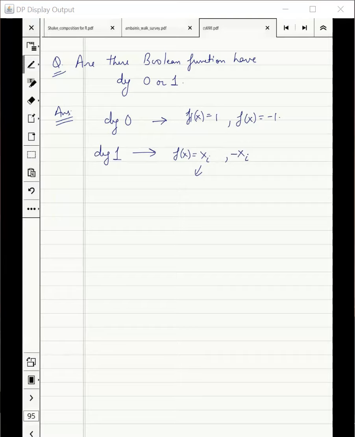So can we prove that any linear combination of xi or minus xi would not be Boolean? That is the question which I wanted to ask you. Basically, the value would go out of the range of -1 and 1. That is the intuition, but how will you prove it? Claim: if f is a Boolean function and the degree of f is equal to 1, then it is a dictator or a negation.